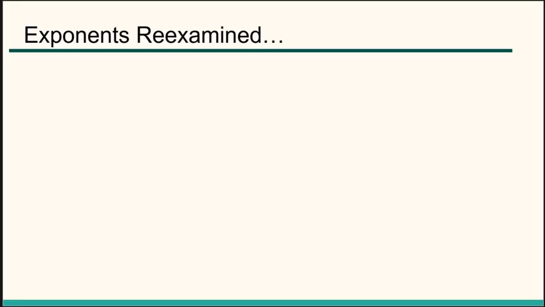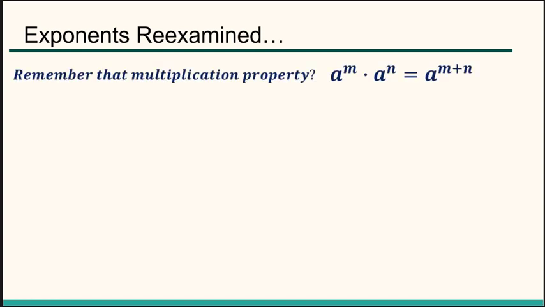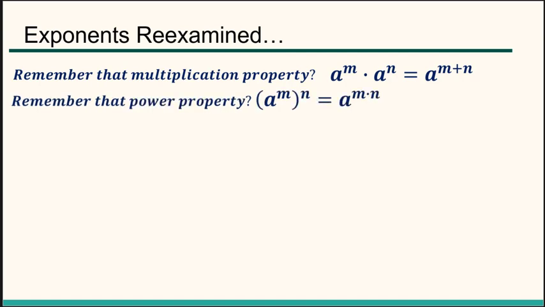We'll need to look at our exponents again, so let's look at them. Now let's remember that multiplication property that we did the other day. A to the m times a to the n. Remember that when we multiply with like bases, we add exponents. That power property, remember that one that we did? When we have a power raised to a power, we multiply exponents. Well, what happens with division? We didn't look at division.